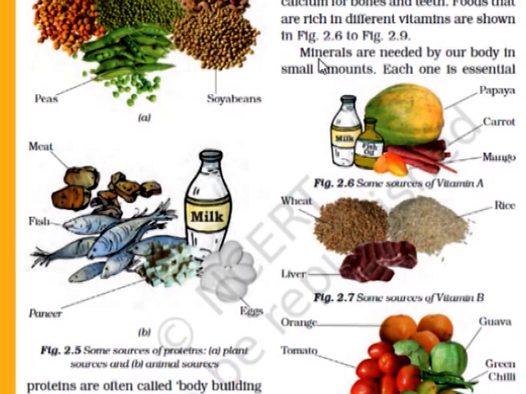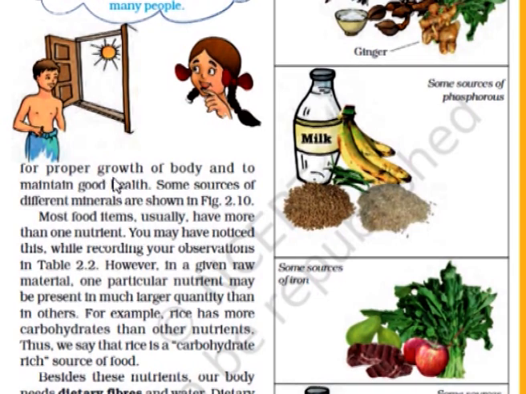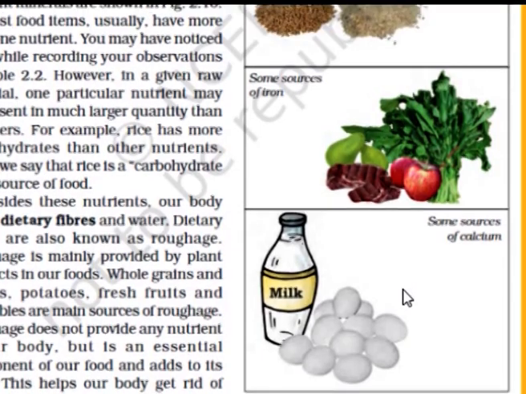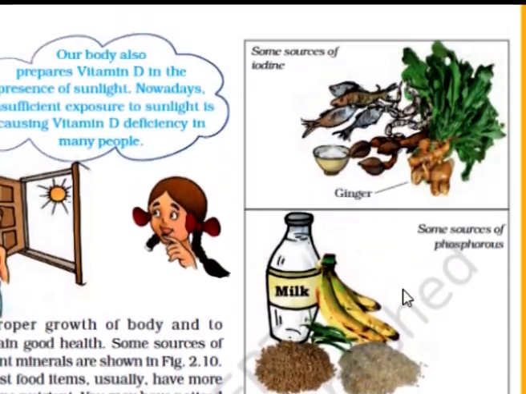Now let's study about minerals. Minerals are needed by our body in small amounts. Each one is essential for proper growth of the body and to maintain good health. Some sources of different minerals are shown in figure 2.10. So, what are the different sources of minerals? Minerals means they are required in very small quantity.